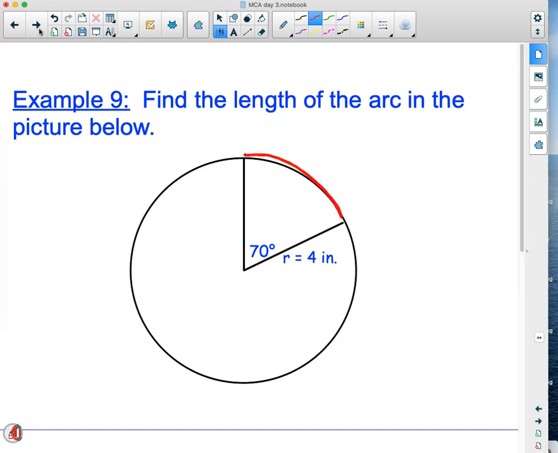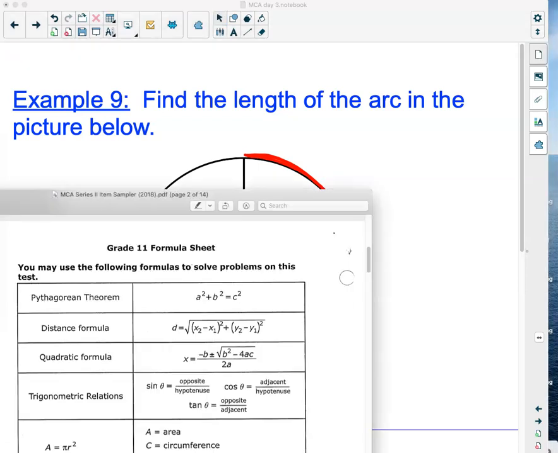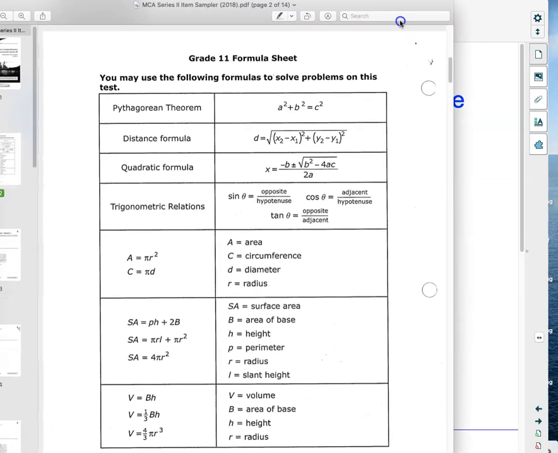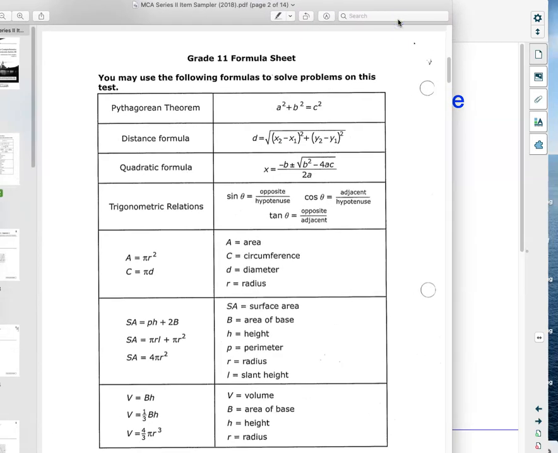This is the arc that they're talking about. So start thinking, well, that arc is a portion of the circumference. I mean, the circumference of a circle is the distance around. And I think, well, I get a formula sheet on the MCAs. Maybe there's something good on here about circles.